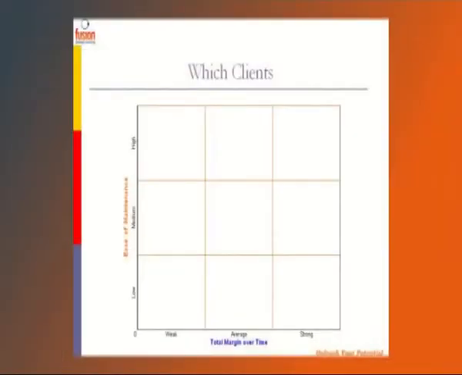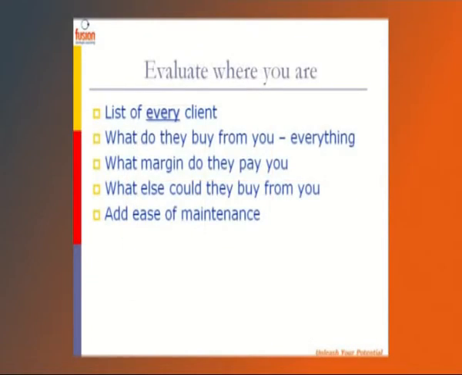Total margin over time is here on the bottom, and ease of maintenance, in other words, costs and use of resources, on the left-hand side. So the first thing you need to do is evaluate exactly where you are at the moment. What you need to do is take out a sheet of A4 paper and write down every single client that you deal with. Every single client. Write down in the column beside it what they buy from you, absolutely everything that they buy from you. If it's a different expense line, put it down. Every single thing that they buy from you.